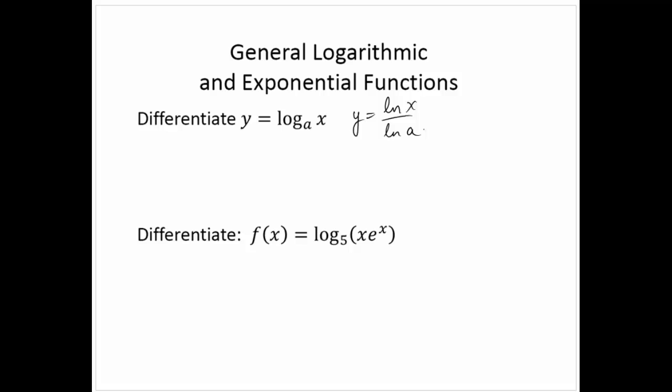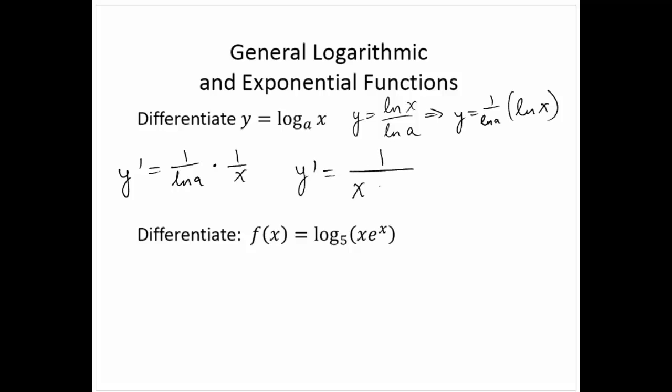And so notice then I could write that as 1 over the natural log of a times the natural log of x. And so that's just a multiple of the natural log. So then y prime would be 1 over the natural log of a times 1 over x. And we often write this as 1 over x natural log of a.